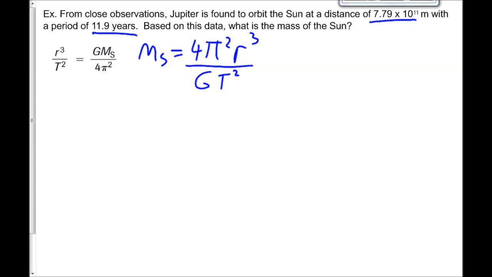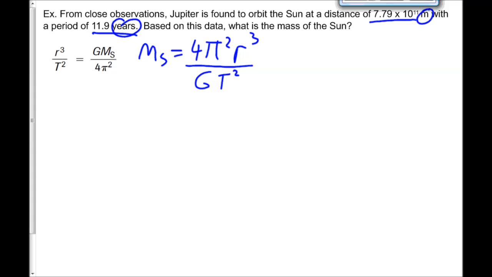Great. And then we're almost ready to plug numbers in. There's one small problem. I hope you can see it. We have to worry about units. So the radius is in meters. That's fantastic for us. But the problem is the period is in years. That's not so fantastic.